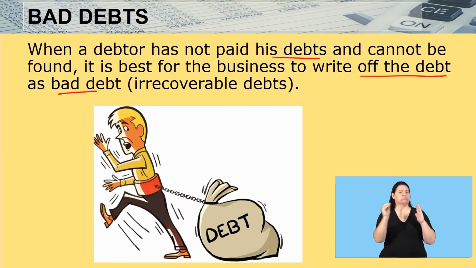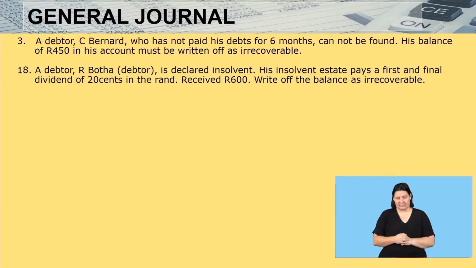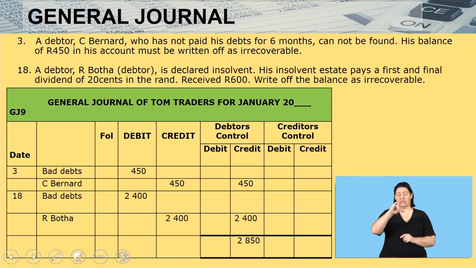How then do we record bad debts? Remember, bad debts must be recorded in the general journal. With me here, I have two transactions which I'm going to record in the general journal. Here is the general journal. The first transaction reads, a debtor, C. Bernard, who has not paid his debt for 6 months, cannot be found. His balance of 450 in his account must be written off as irrecoverable.